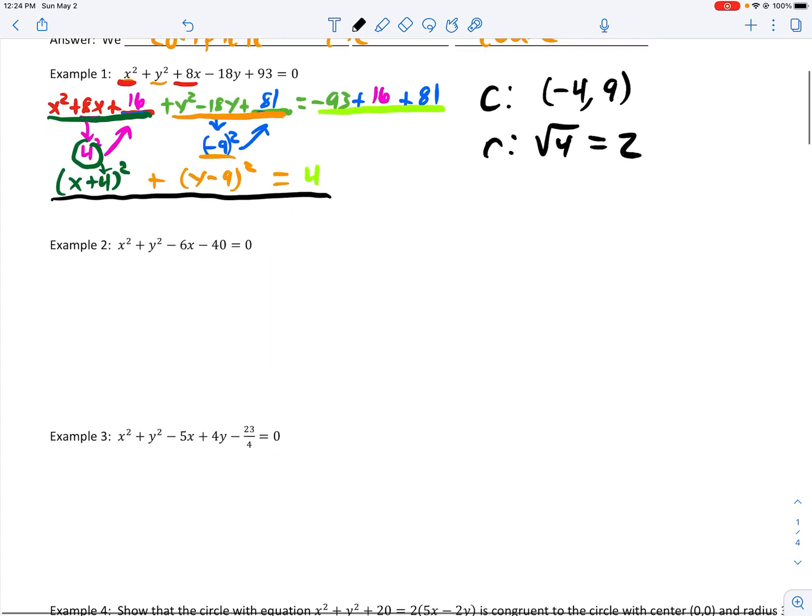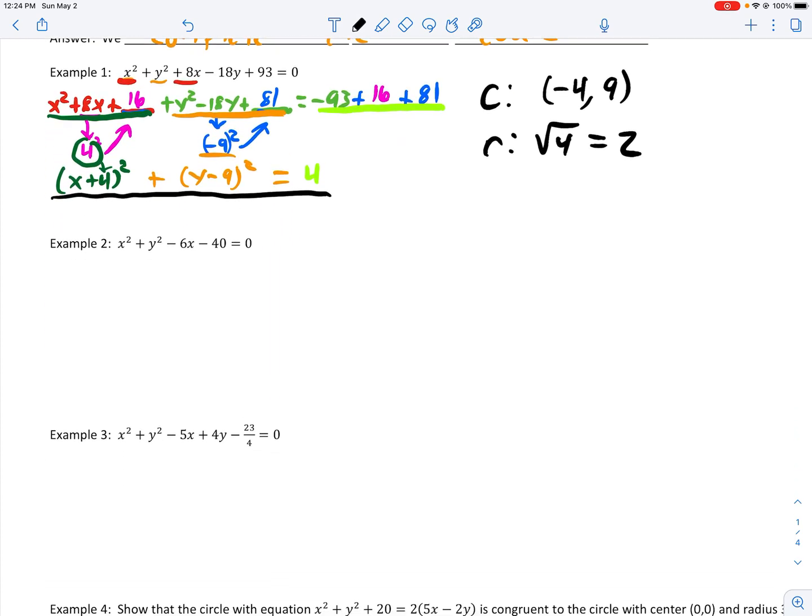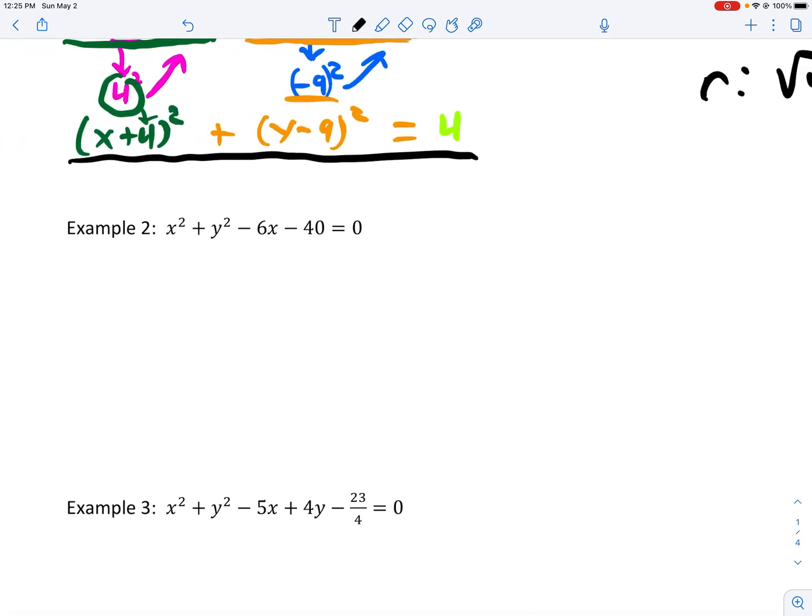Okay, so let's try it again. Example 2. Again, I see x squared, y squared. It's a plus, so I know it's a circle. It's not a quadratic because x and y are both squared. So I'm going to group my x's together. So I have x squared and minus 6x. Leave space for the new number.